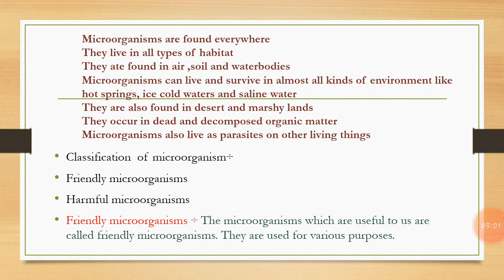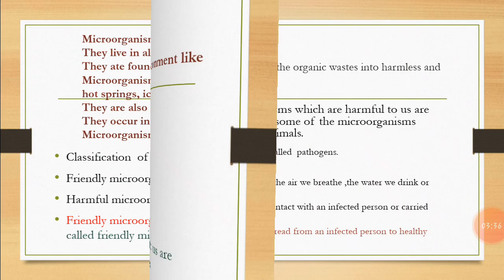Now let us know about the classification of microorganisms. Microorganisms are mainly classified into two categories: the first is friendly microorganisms and the second is harmful microorganisms. First, let us know which microorganisms are called friendly microorganisms. The organisms which are very useful to us are known as friendly microorganisms, and they are used for various purposes. Now let us know more about where they are used.